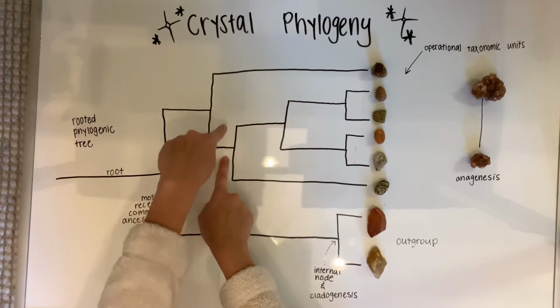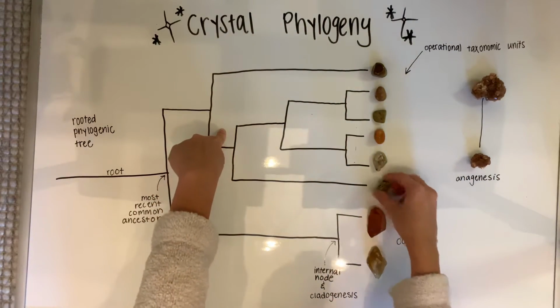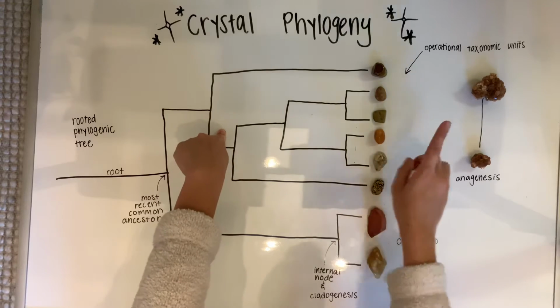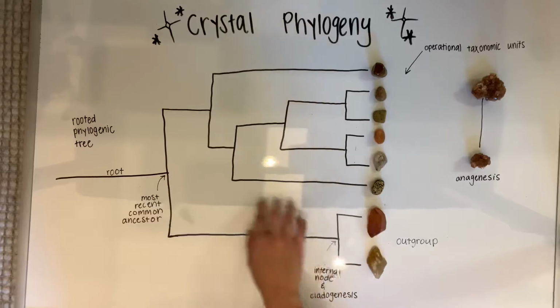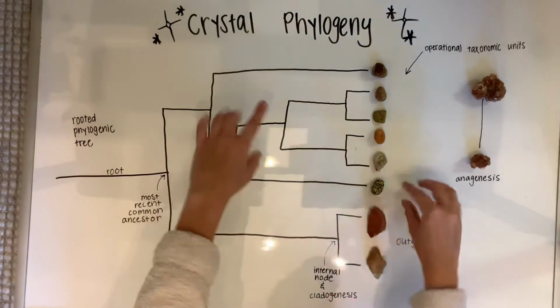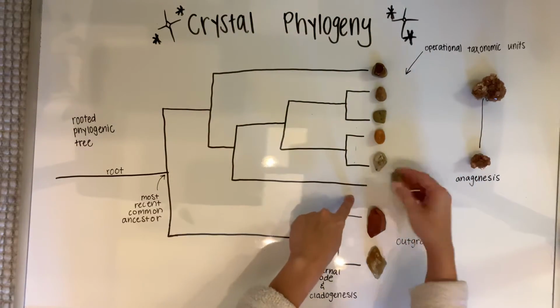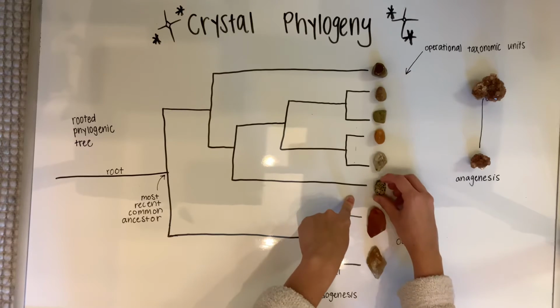So our first split, we're going to go to this spotted one, which is very different from all of the rest. So that is going to be an outgroup. This can be an outgroup for these because it is so different from the rest and it doesn't really fit in.